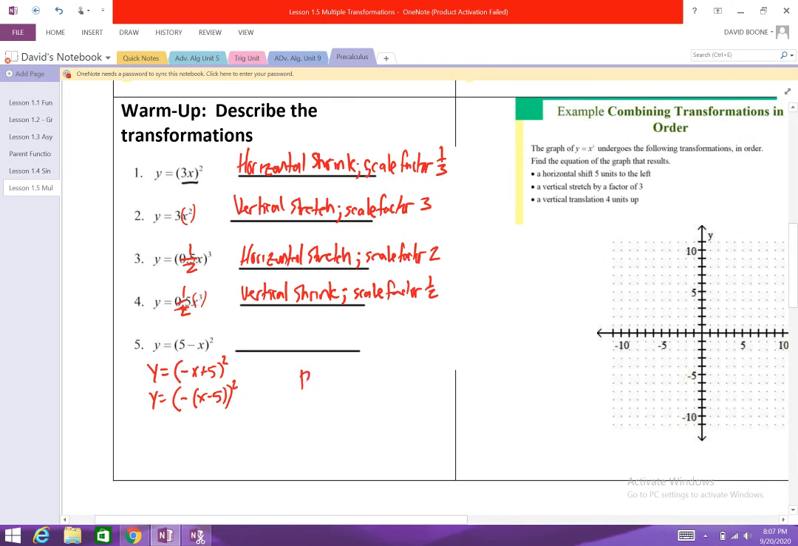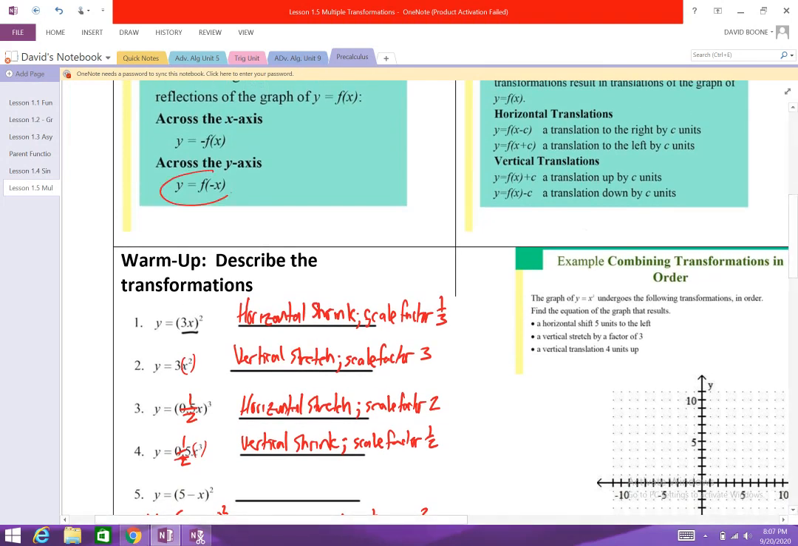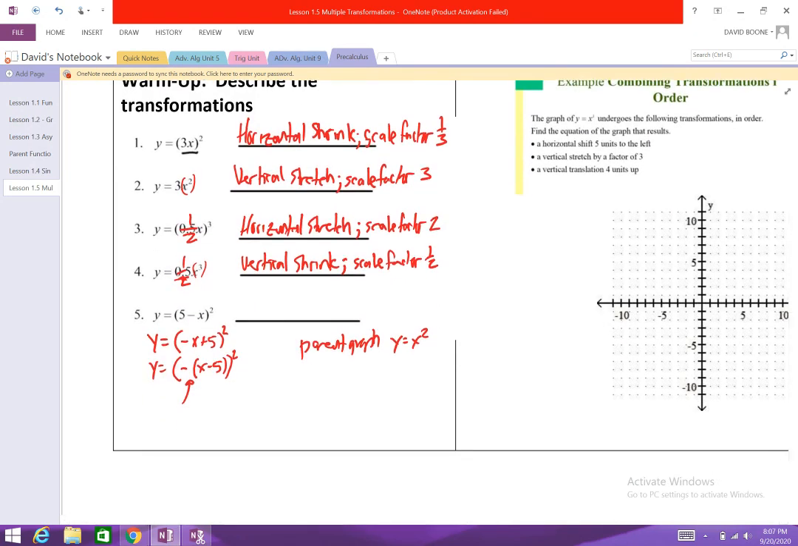Originally I thought this one has a parent graph of y equals x squared. You can tell that because I got the squared there. But really what I have here is I've got a little negative out front. Okay, so that's this idea, and it's inside the parentheses, so it's like this situation. So I know it's a flip across the y-axis. Okay, so this is a flip across the y-axis.